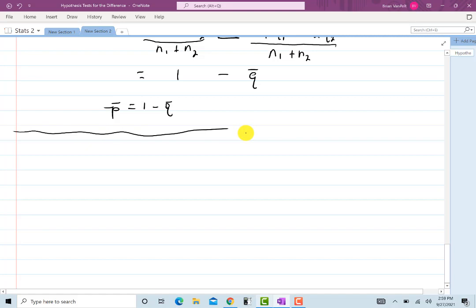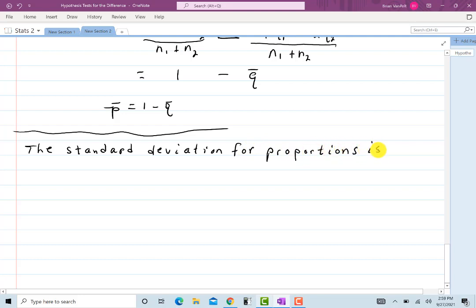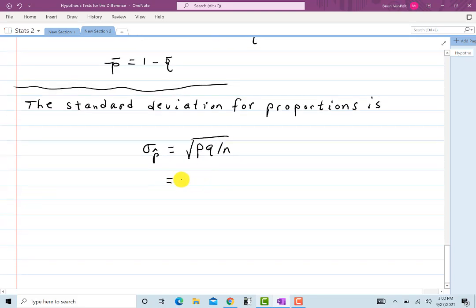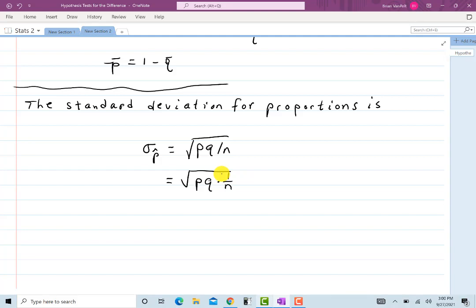Now for the standard deviation for proportions, it's given by the following. Usually what they'll write is sigma sub P hat, and that will equal the square root of PQ divided by N. Let me rewrite it in one more way, and you'll see how it relates to what we're doing here. So for one sample, or for one population, this is our standard deviation.